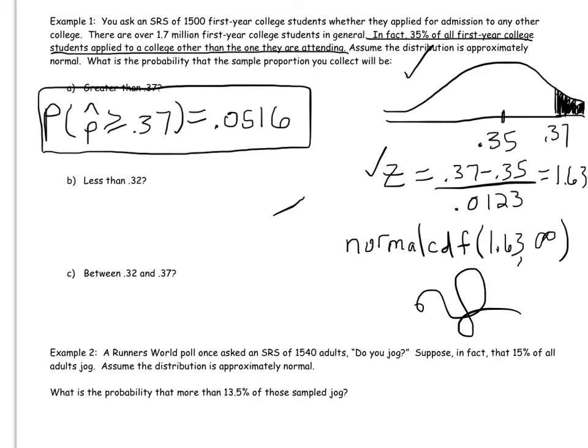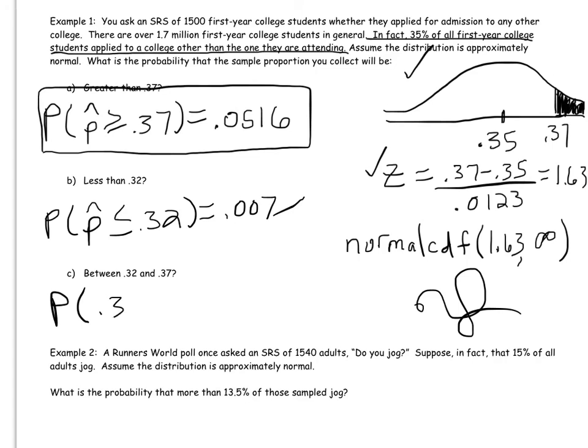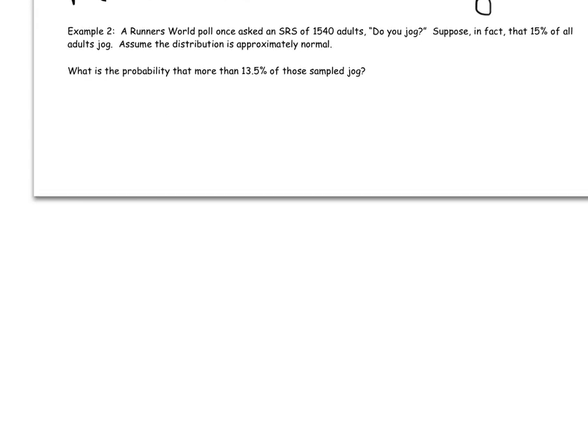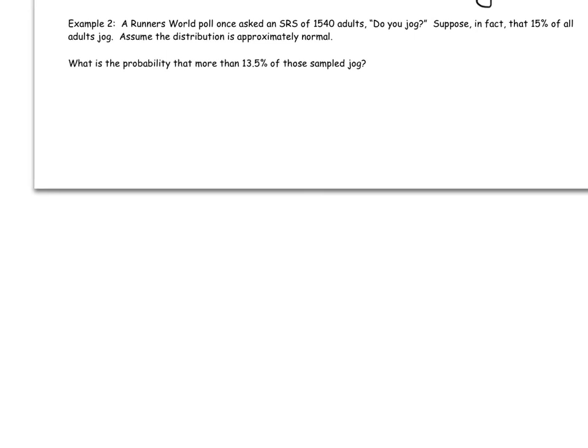Okay, so we worked out a bunch of these problems in class, so you should have gotten, for this, I'm not doing all the work, I'm just writing out the answer, 0.007, and for part C, you should have gotten about 94%. Okay, so I want to go through this last example before the bell rings here.